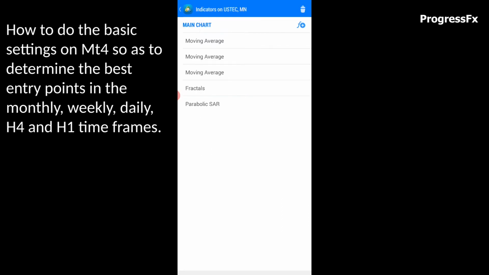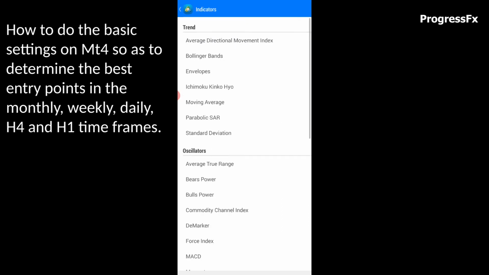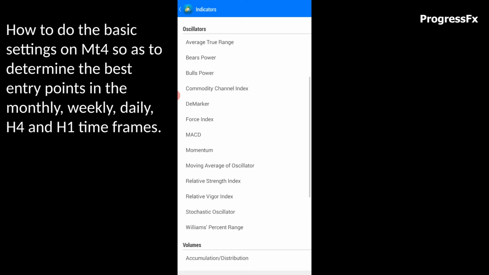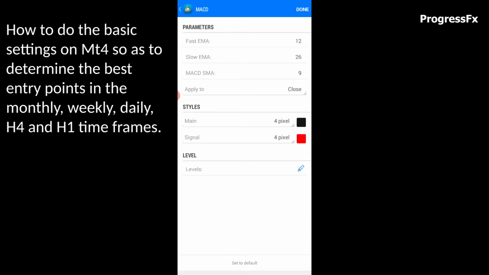Then you go to the same F key, click the same main chart. This time around you select MACD, so you leave the parameters the way they are, plus fast EMA to 12, slow EMA to 26, and of course MACD SMA to 9. Apply to close. Then you change the colors to what you like. This is the color I used to like.